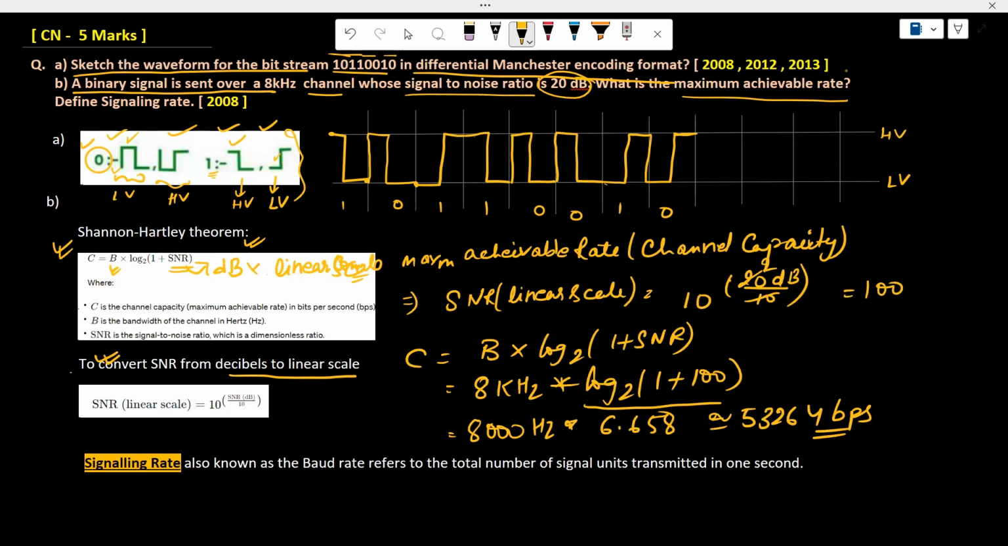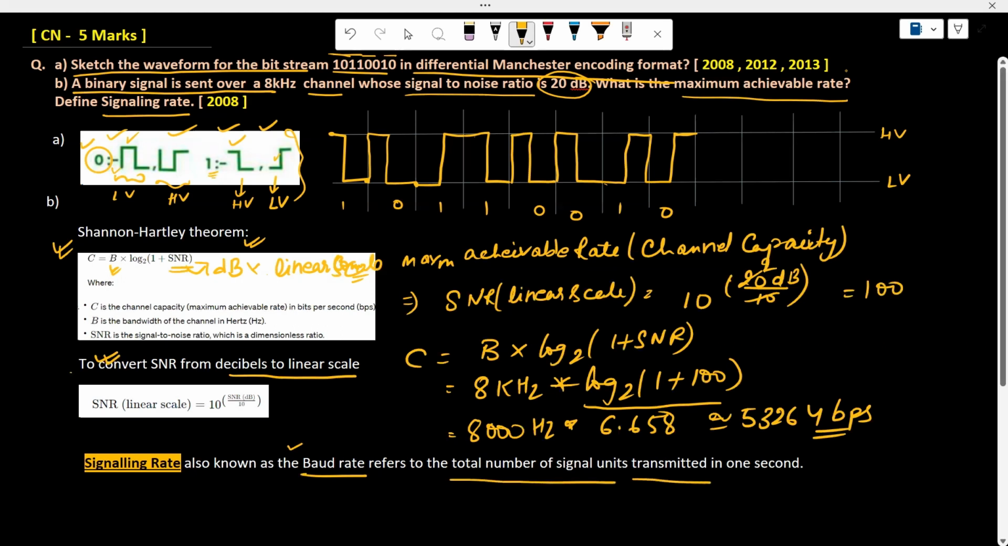Now, they have also asked what is the signaling rate. Signaling rate is nothing but the baud rate. It refers to the total number of signal units transmitted in 1 second.